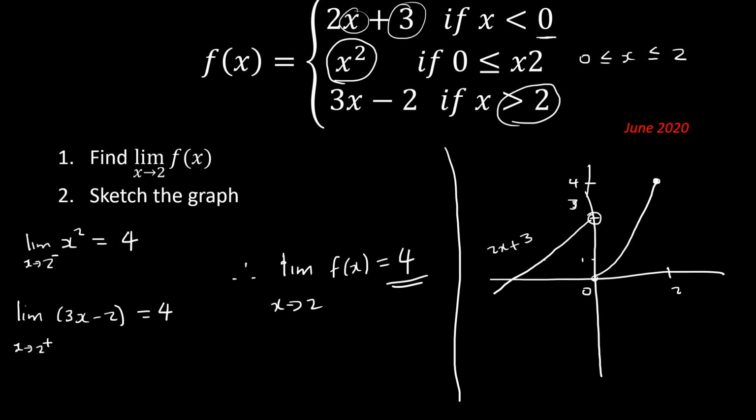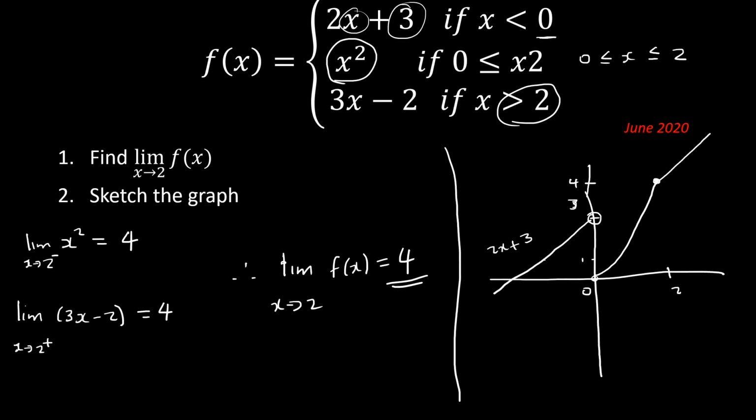If you substitute anything greater than 2, you can substitute 3. So 3 times 3 is 9, minus 2 is 7. So it will go upwards. Obviously, here we can't show that round circle because we already have a shaded circle. So it doesn't matter, you won't be penalized because there's no way you can show it. So that's the graph they wanted.